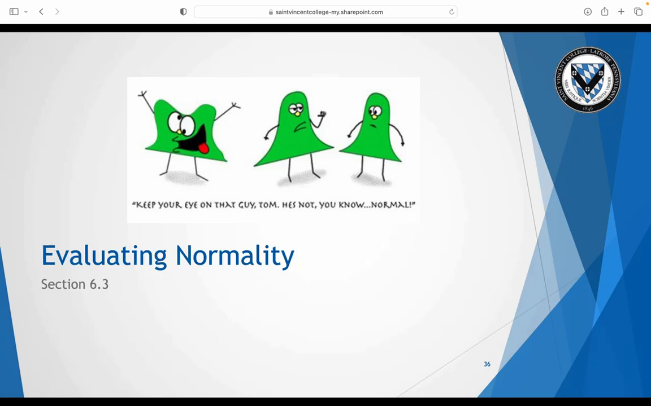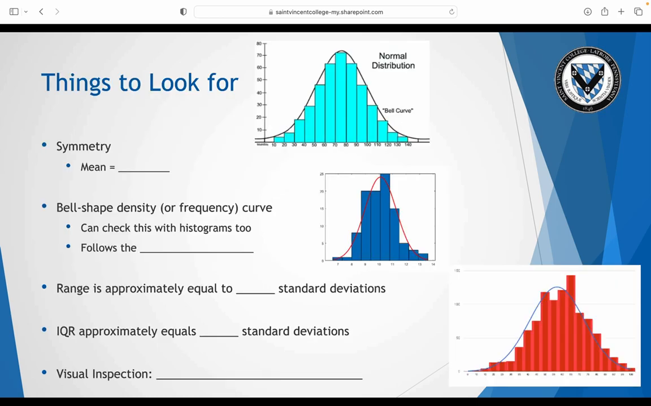Okay, the last thing we actually need to do in chapter 6 is evaluate normality. So we're going to collect data and we're not going to know if it's actually normally distributed. So we need some methods to perform that diagnosis ourselves. So that's what this video is about.